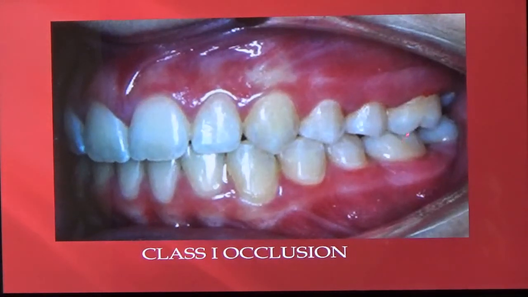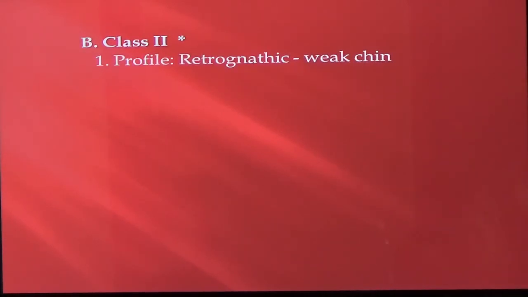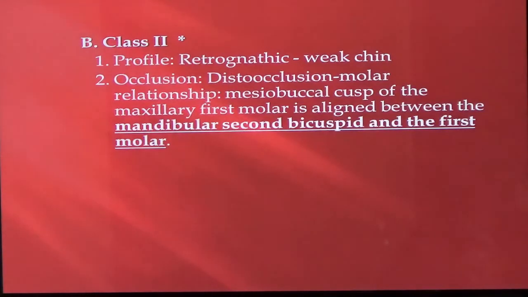Okay, so class 1, again, here, this is your ideal occlusion, mesiobuccal cusp, and it comes right down on that buccal groove of that mandibular first molar. Okay, class 2, retrognathic, kind of me. I'm retrognathic, I've got a weak chin. Occlusion, distocclusion molar relationship, mesiobuccal cusp of the maxillary first molar is aligned between the mandibular second bicuspid and the first molar.